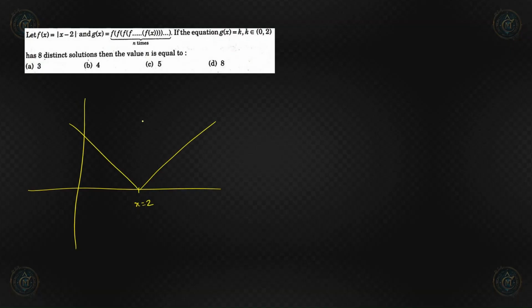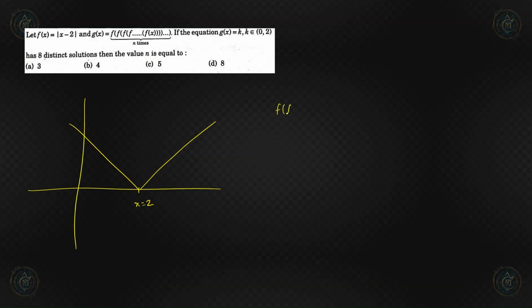Let f(x) equal to mod of x minus 2 and g(x) equal to this composite function. We take the composition of f n times. If the equation g(x) equal to k, k belongs to open 0 to 2, has 8 distinct solutions, then the value of n is equal to what? So first of all, let us plot the graph of f(x). The graph of f(x) will look something like this. At x equal to 2, we have two lines. So this is the graph of mod of x minus 2.